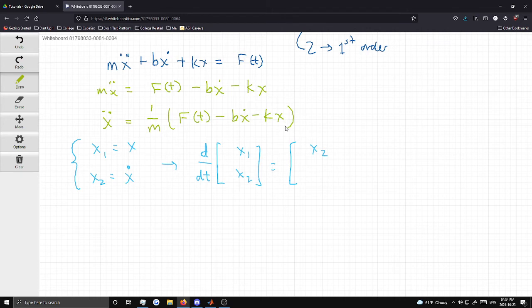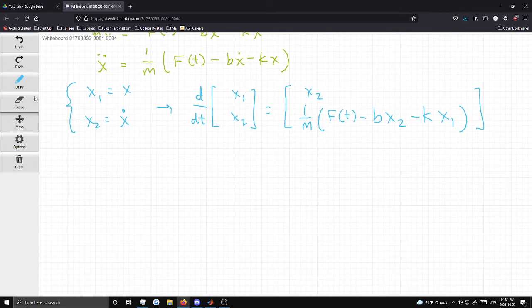Okay, this is pretty straightforward. Let's put that in here using this substitution as mentioned before. So we have 1 over m, pretty straightforward, f of t minus b x dot. Well, x dot is equal to x2, so let's write that x2, and minus kx. But kx is just x1.